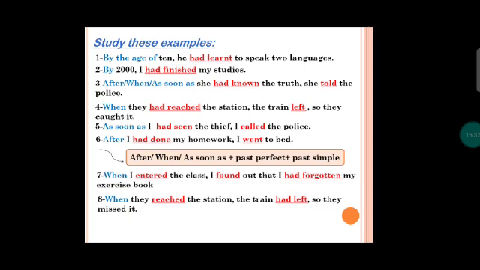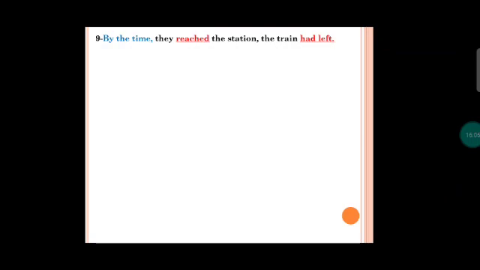Past perfect. And we said that the first action should be put in the past perfect. If the train had left first, what happened first? The train had left. Then they reached it. So the train had left first. They didn't catch it, or they missed it. By the time they reached the station, the train had left. They missed the train, of course, as we said before. The train had left. This is the first action.